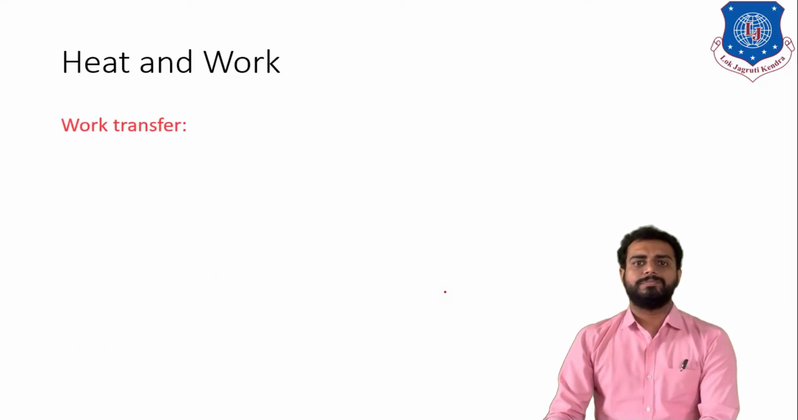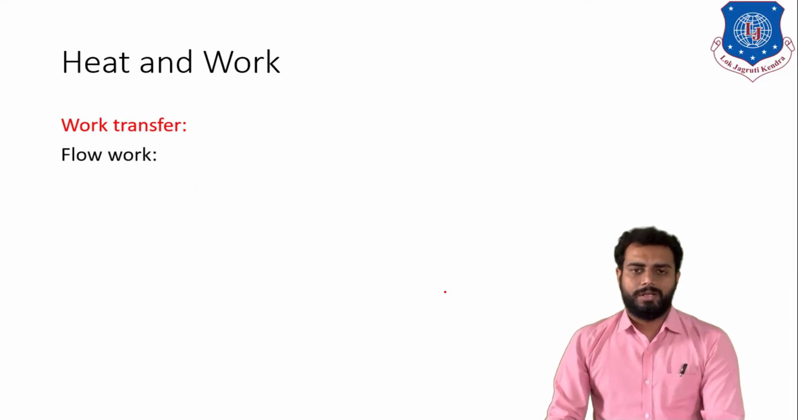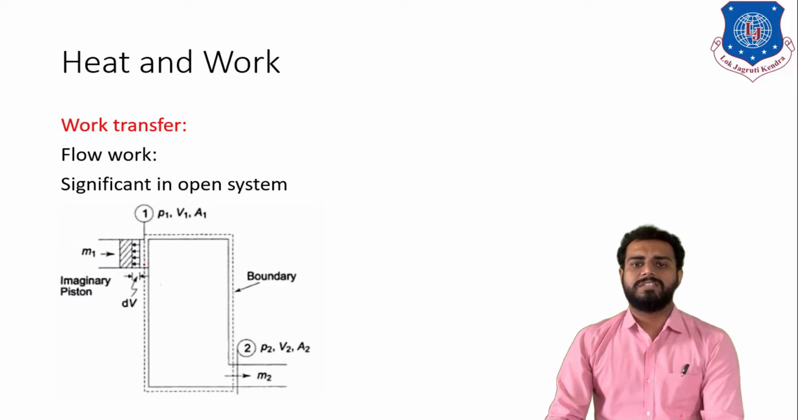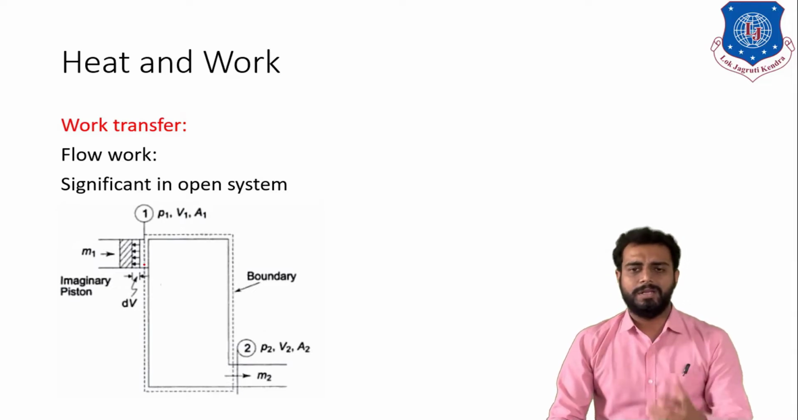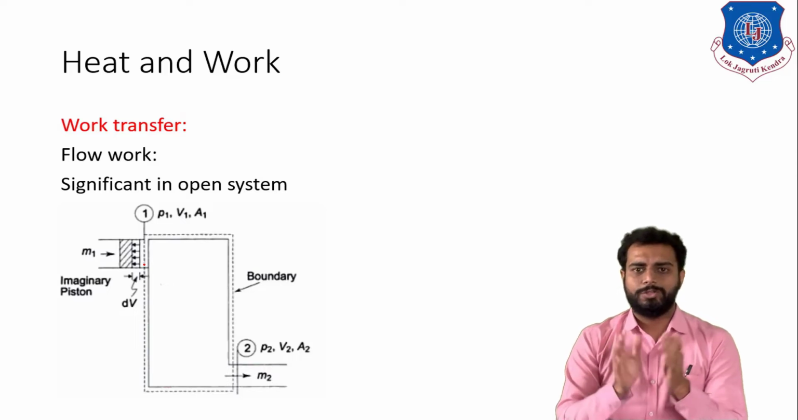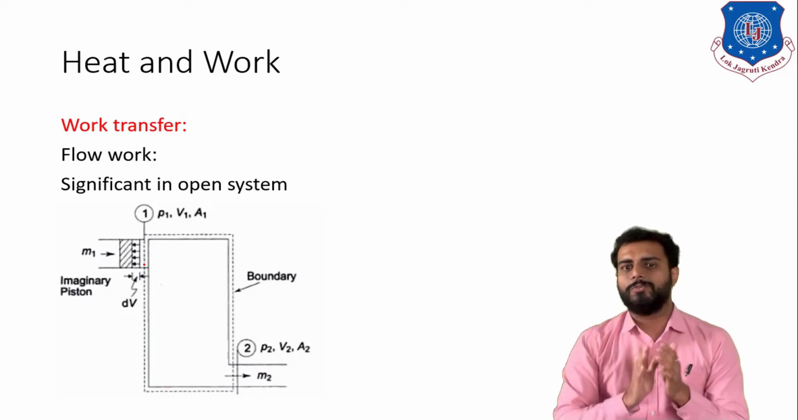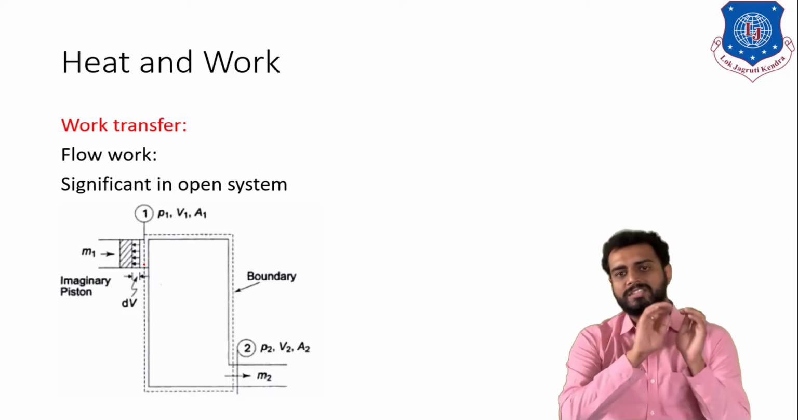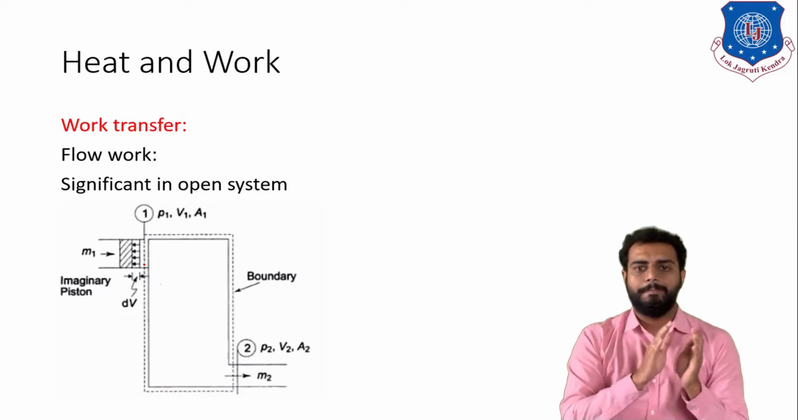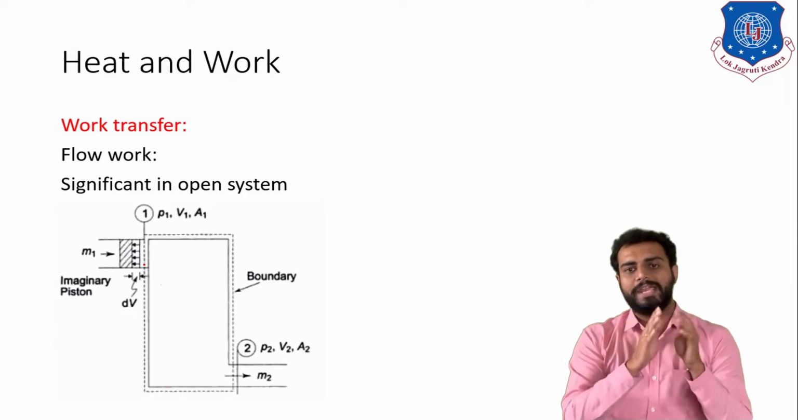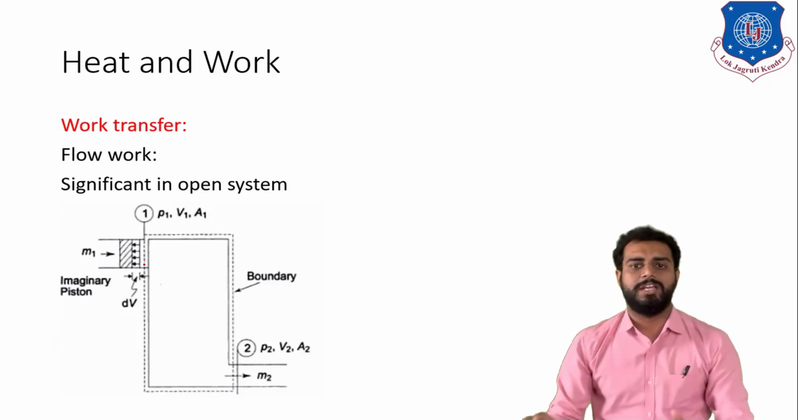Now, flow work. The other type of work transfer is flow work, which is significant in an open system. Flow work means what? Very simple. Consider a motor or a pipeline at your home, and through that pipeline, let's say water is flowing. How is the water flowing? You might have imparted some energy on the water to make it flow. So the energy imparted on the fluid to make it flow through the system is called flow work.